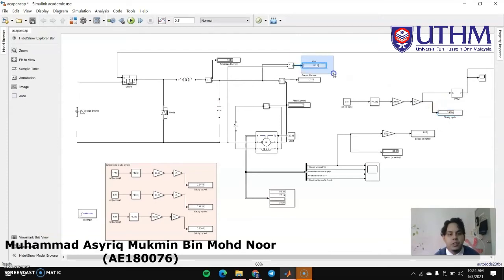Alright, then the voltage output here of the buck converter is 118.7, so it is actually approximate to the theoretical value, which is 120 volts. So this system is actually correct, since the voltage of the buck converter output is below the voltage input.